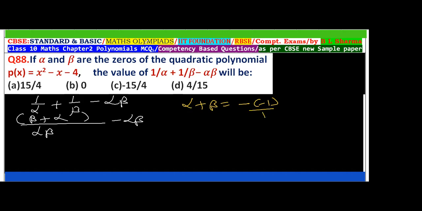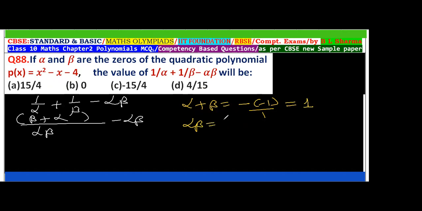See here, the coefficient of x is minus 1. That is why I have written here minus 1. This minus as it is. Sum of zeros is minus of the coefficient of x. That is minus, and coefficient of x is minus 1. If nothing is written, it means 1 is written. And coefficient of x square is 1. Therefore, minus and minus, that is plus 1.